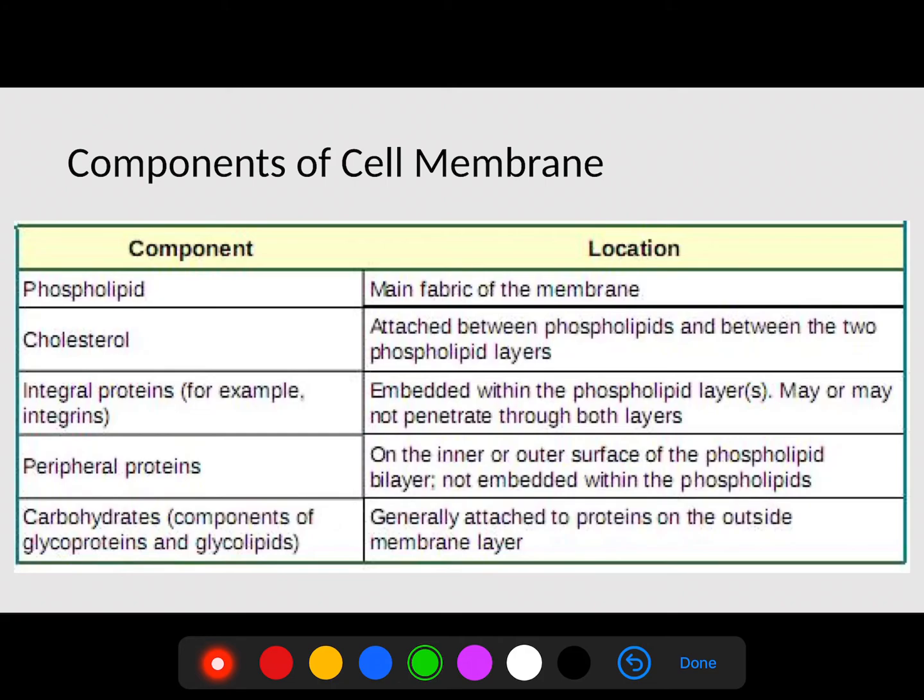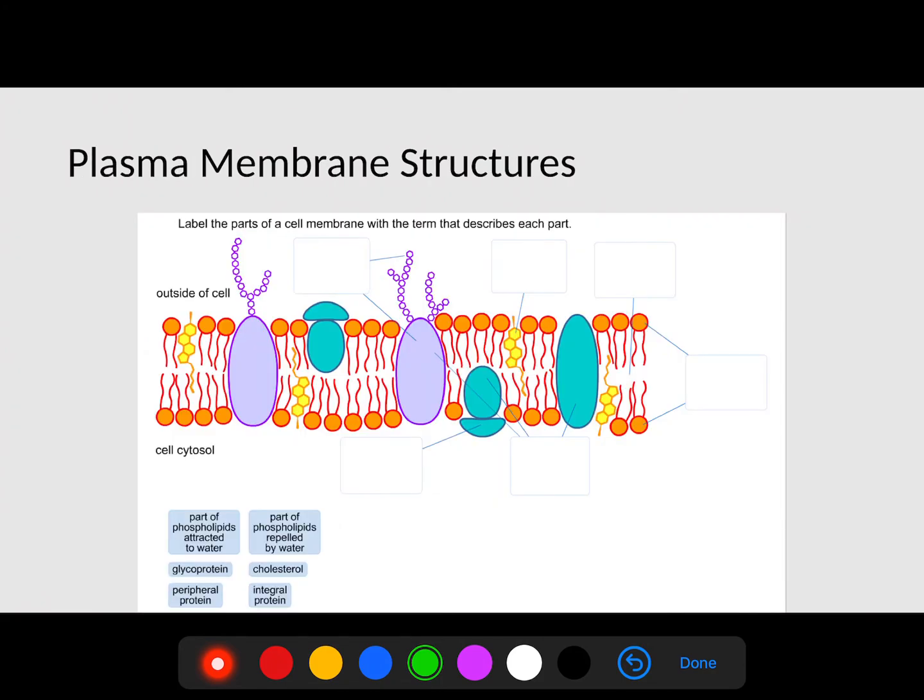So again, phospholipids, those are the main fabric of the cell membrane. Cholesterol is attached between phospholipids, and between the two phospholipids, they kind of hold everything together. Integral proteins, again, are embedded within the phospholipid layer, and they may or may not penetrate both layers, but they help in identifying the cell as its own. Peripheral proteins are on the inner or outer surface of the phospholipid bilayer, not embedded within the phospholipids. Again, these help in particle movement. And then we also have carbohydrates. They generally attach to proteins on the outside of the cell membrane. Again, this is just a basic overview of the parts that we have.